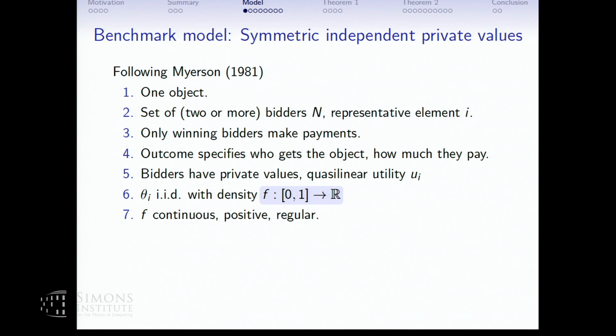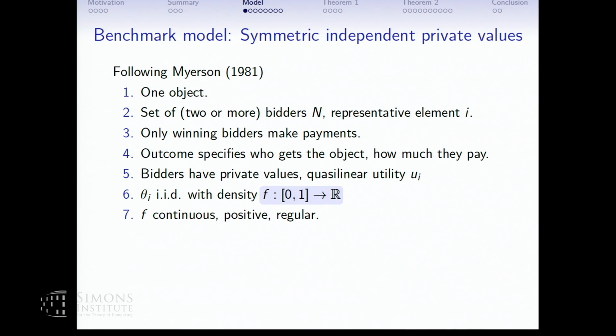Only winning bidders make any payments. The outcome just specifies who gets the object and how much they pay. The bidders have private values, quasi-linear utility, so that's a utility function UI. Their value, theta I, is IID with some density. We're going to make the usual assumptions that density is continuous, positive, regular.